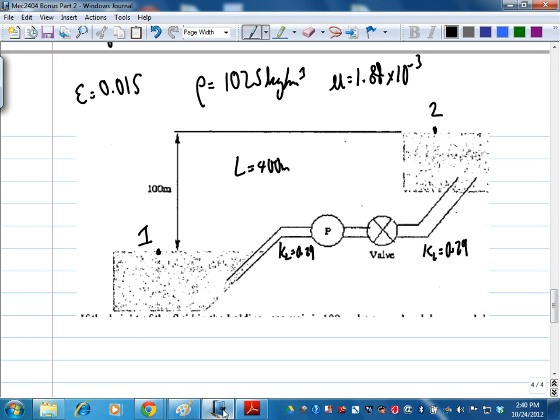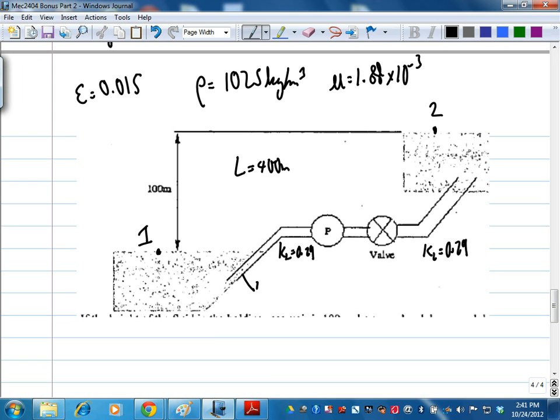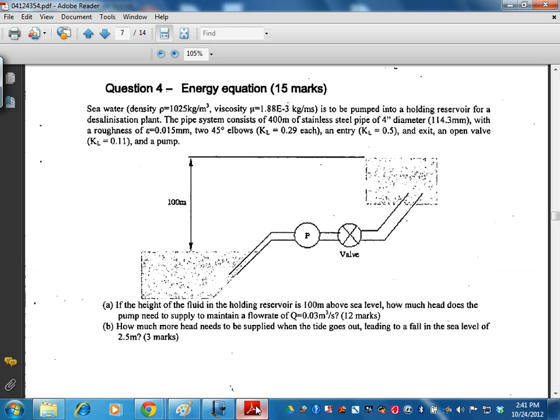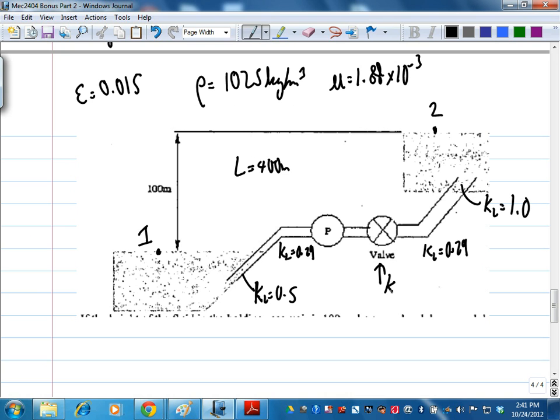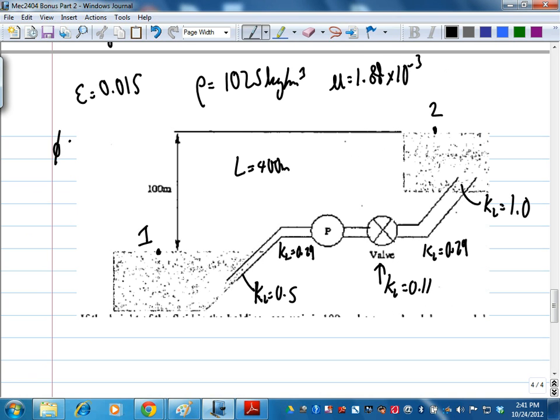What other losses are there? Valve, 2 elbows, an entry, an exit. So KL here is 0.5. Here, KL, they didn't tell you, so you assume 1. Open valve KL 0.11. Anything else? Diameter is 114.3 mm.